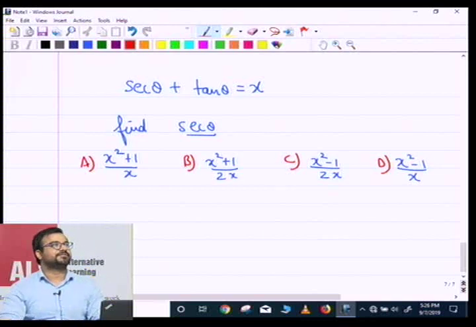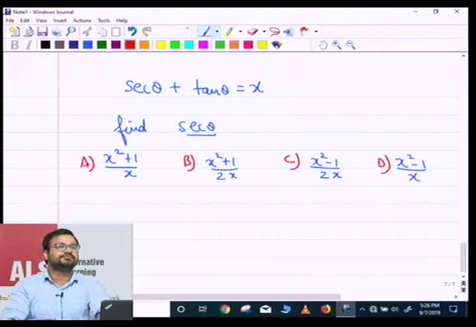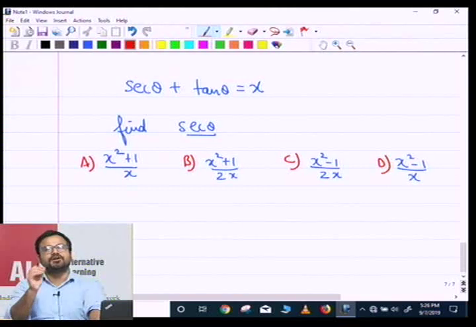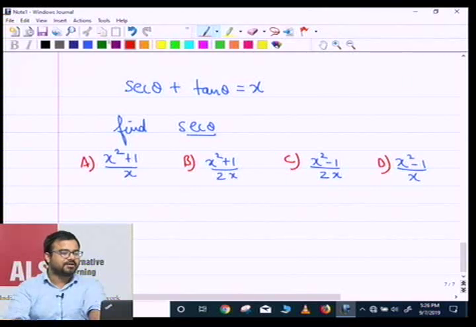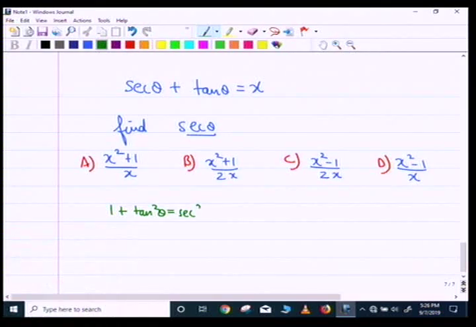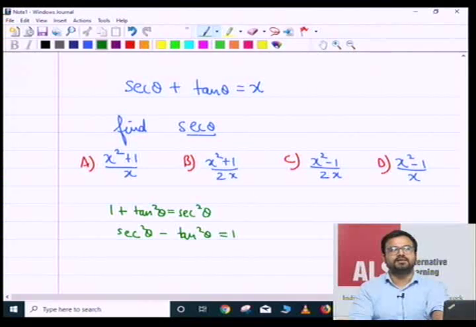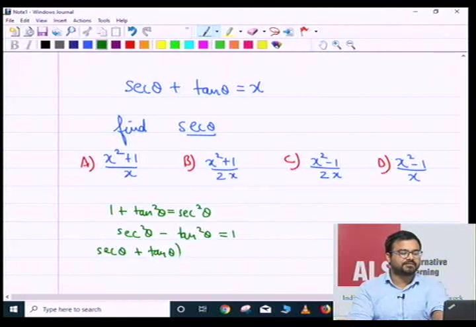Okay, so this question, Itanagar, how will we do it? Use the identity 1 plus tan square theta is equal to sec square theta. You know that 1 plus tan square theta is equal to sec square theta. We can also say sec square theta minus tan square theta is equal to 1. So you can use the identity a plus b into a minus b and factor this one. It can be written as sec theta plus tan theta into sec theta minus tan theta is equal to 1.